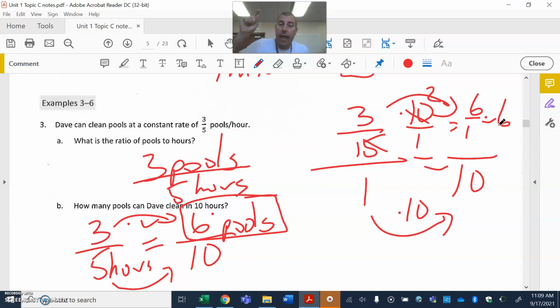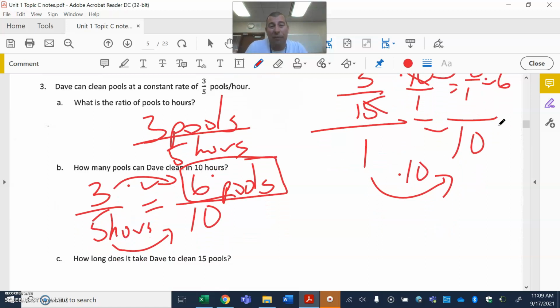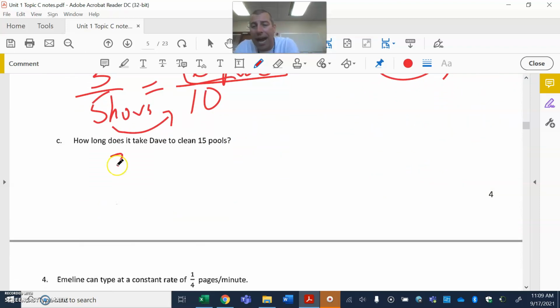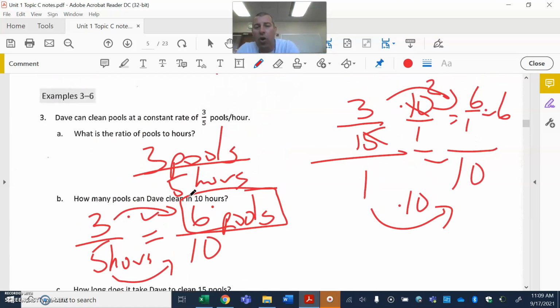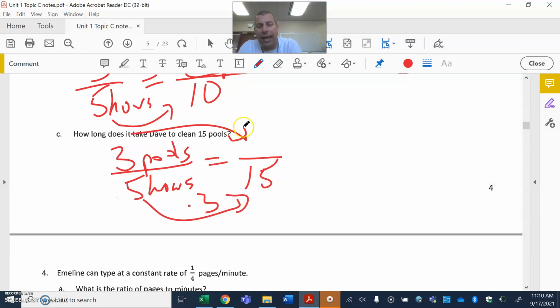But for most students, they're going to want to use that fraction approach so they don't have to deal with the fractions. So how long does it take Dave to clean 15 pools? Well, again, I use the fact that he's doing the 3 pools in the 5 hours. And that's all coming back from the original, that 3/5 pools per hour is the exact same thing as saying 3 pools for the 5 hours. You can see the 3/5 there. You can see the pools and the hours. And now that we want 15, oh, it's so nice. Look at that. And we say our 9 pools.